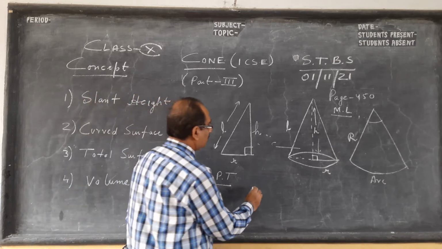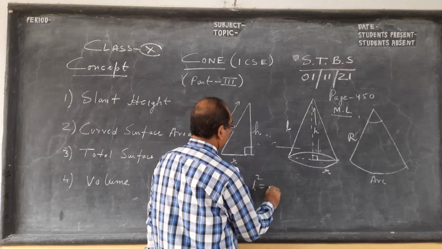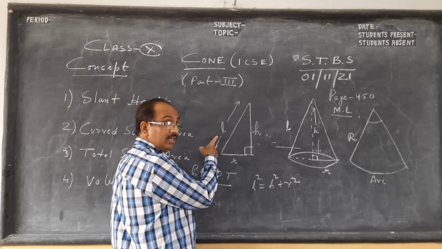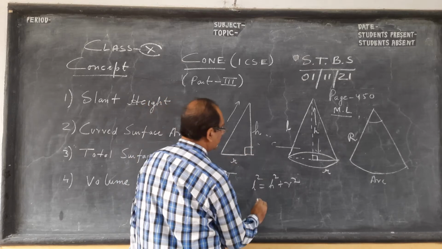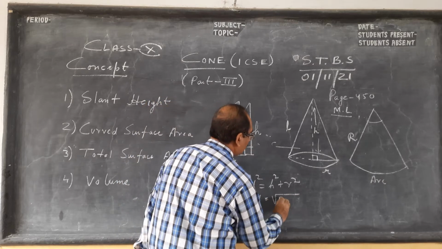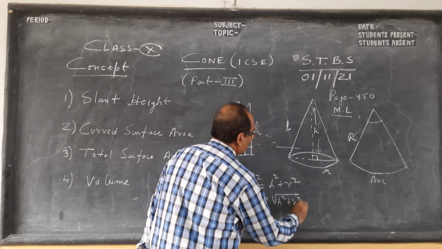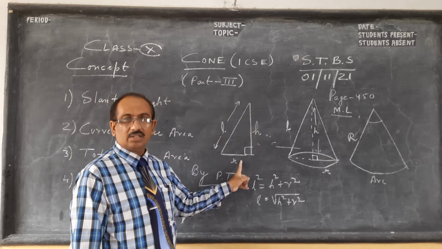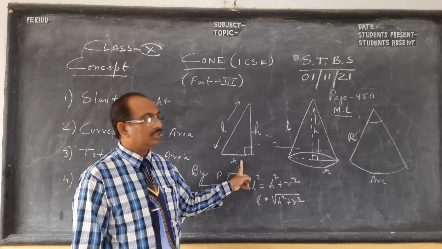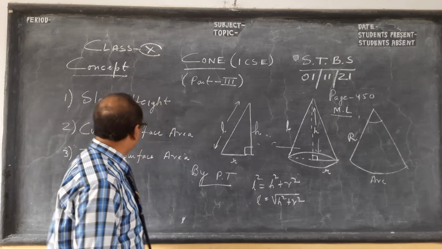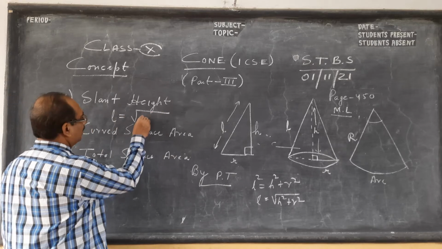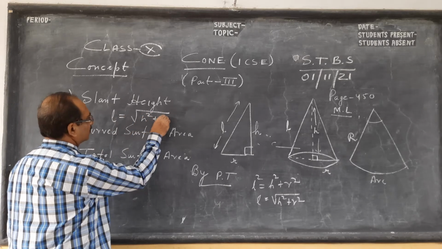By Pythagoras theorem, l square is h square plus r square. Hypotenuse square is radius square plus h square. So l is root over h square plus r square. Hypotenuse square is this square plus this square. My video is already there in class 9, 4-5 videos on Pythagoras theorem. So first thing, children, we get slant height is root over h square plus r square.